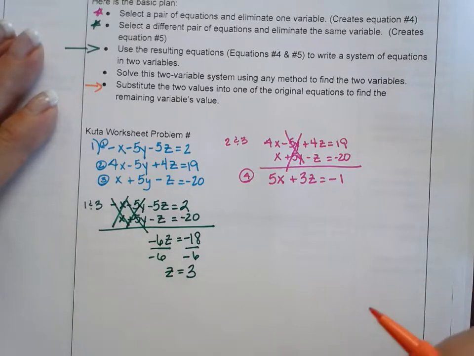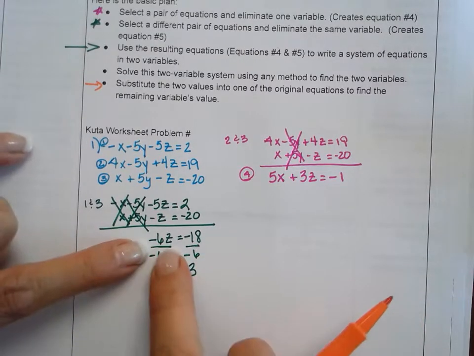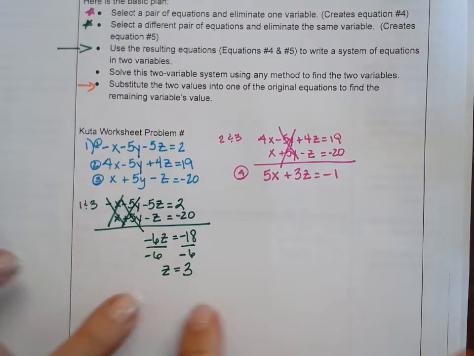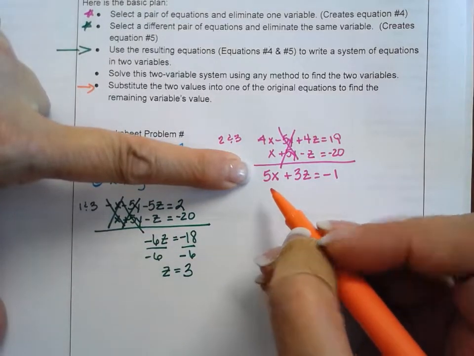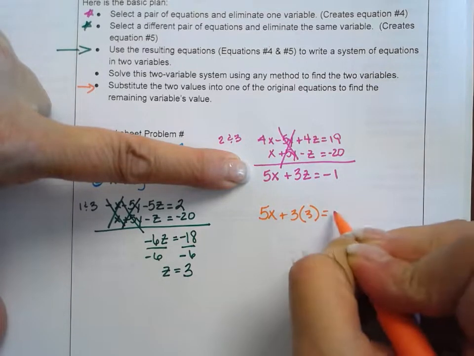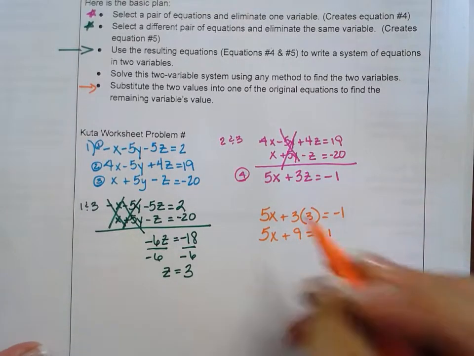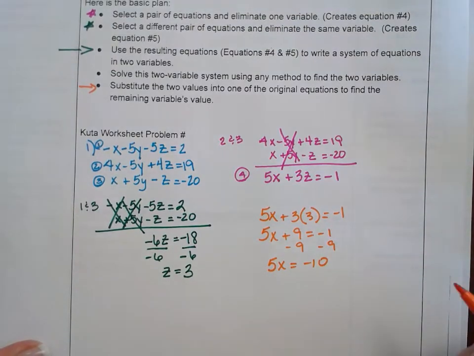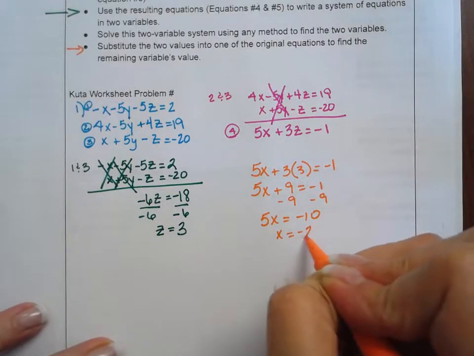How did you get 3 for z? Because negative 18 divided by negative 6 is 3. Okay, but now that I know what z is, I'm going to throw it into equation 4 because 5x plus 3 times 3 equals negative 1. So 5x plus 9 equals negative 1. And when I subtract 9, I get 5x is equal to negative 10. And so x is going to be negative 2.